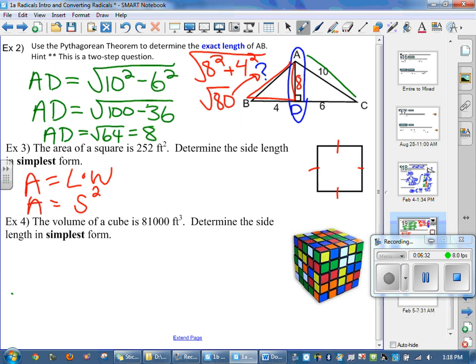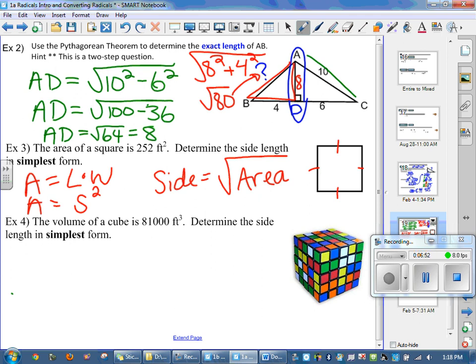So we have a formula we use. If I want to know my side, I need to take the square root of the area. And that's all it is. It's just one step, square root of area. So you guys give that one a try, and then push pause right now. Push play again when you're ready for the answer.